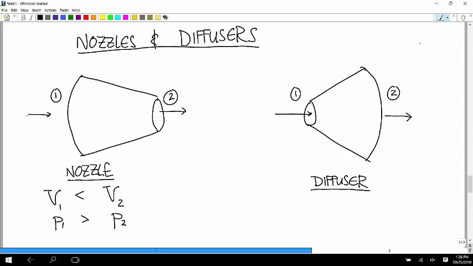The diffuser, like you would imagine, is exactly the opposite of this. So a diffuser slows it down and increases the pressure. So V1 is greater than V2, and P1 is less than P2. You can remember all 4 of those relationships easily if you just remember that high velocity equals low pressure and vice versa. And then just ask yourself what happens to the velocity of the fluid and if it's doing each of these 2 things.